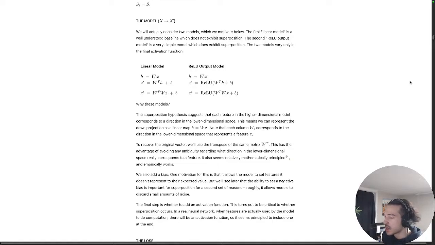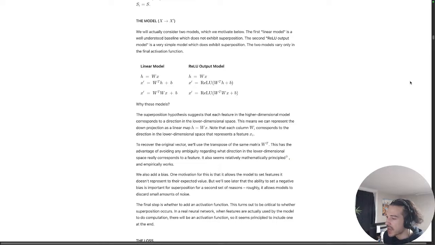Why these models? The superposition hypothesis suggests that each feature in the higher dimensional model corresponds to a direction in the lower dimensional space. This means we can represent the down projection as a linear map, h equals Wx. Note that each column W sub I corresponds to the direction in the lower dimensional space that represents a feature x sub I. To recover the original vector, we'll use the transpose of the same matrix, W transpose. This has the advantage of avoiding any ambiguity regarding what direction in the lower dimensional space really corresponds to a feature. It also seems relatively mathematically principled and empirically works.